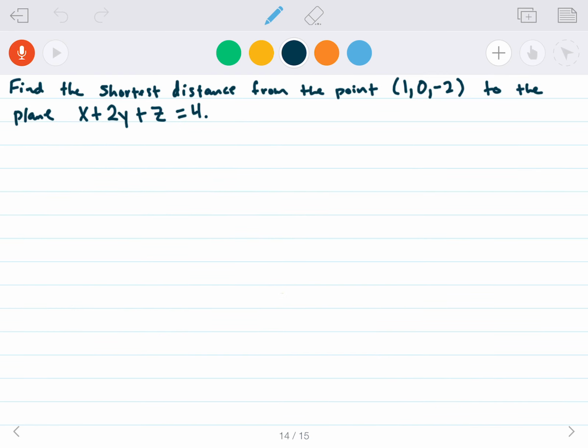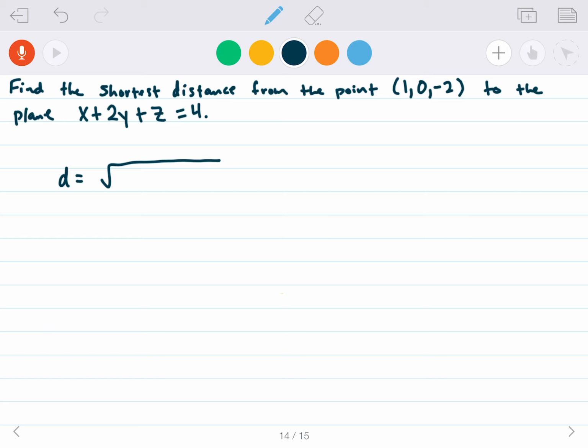Alright, so we want to find the shortest distance from the point (1, 0, -2) to the plane x + 2y + z = 4. So we want to minimize distance. That's what we're trying to do here. So let's start by just writing our distance formula.